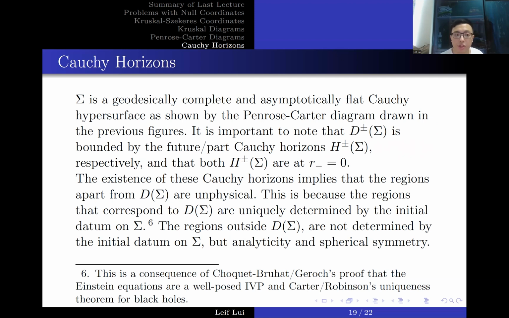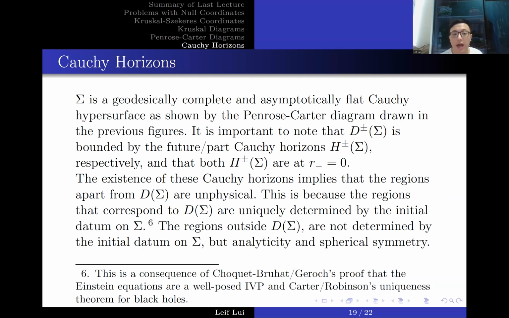And this is because the regions that correspond to the domain of dependence are uniquely determined by the initial conditions, basically the initial datum on sigma. And this is a consequence of a proof by Choquet-Bruhat and Geroch that showed that the Einstein equations are a well-posed initial value problem. And subsequently, the word unique is further exemplified by Carter and Robinson's uniqueness theorems for black holes.